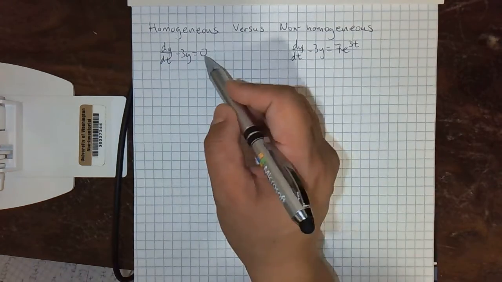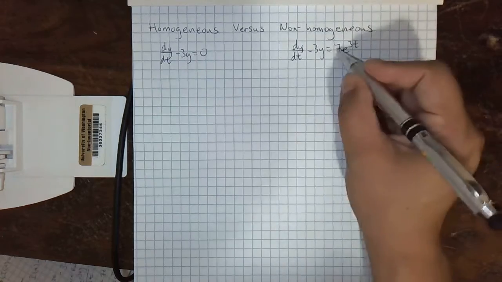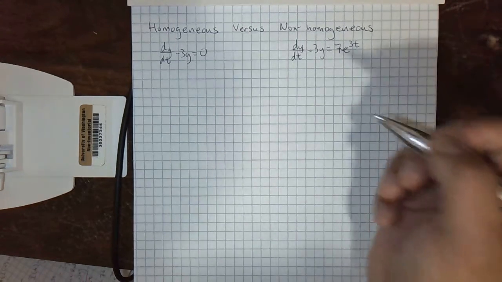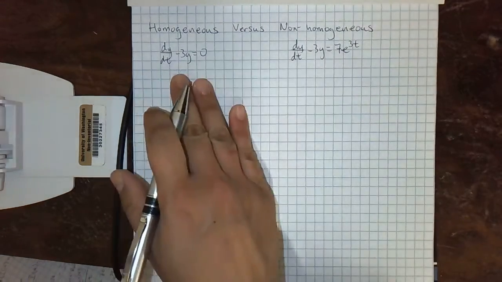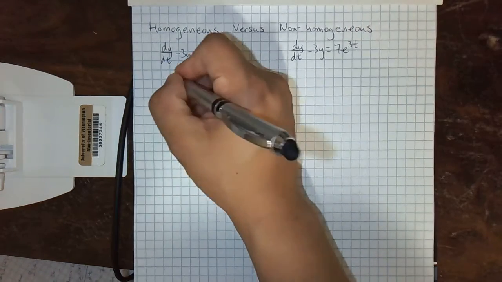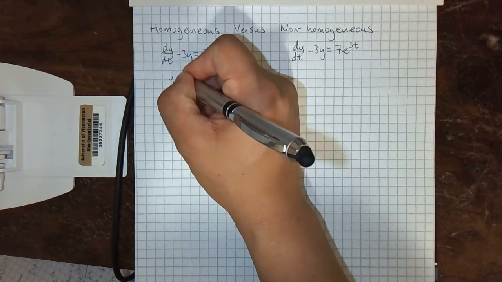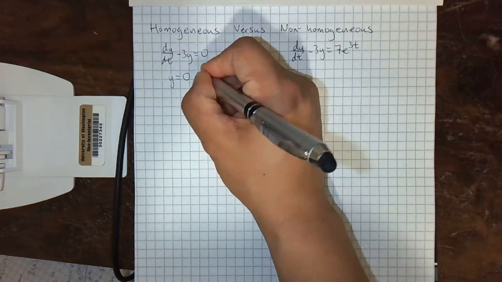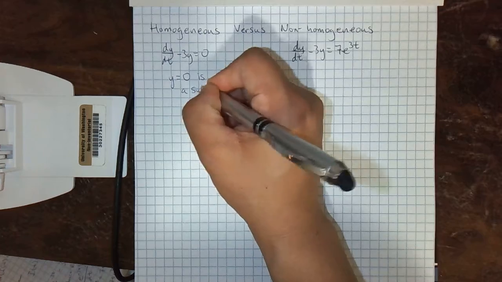And basically, the difference is this one equals 0 and this one does not. Why is that a good thing to have this be 0, other than the fact that it's separable? They won't always be separable. But one good thing is y equals 0 is a solution.